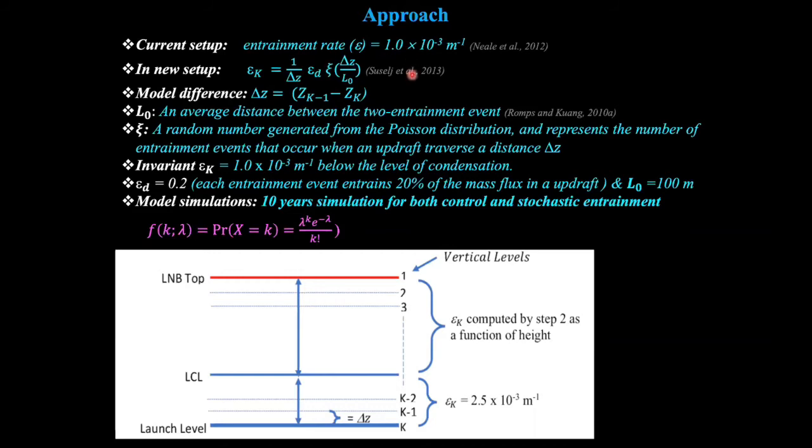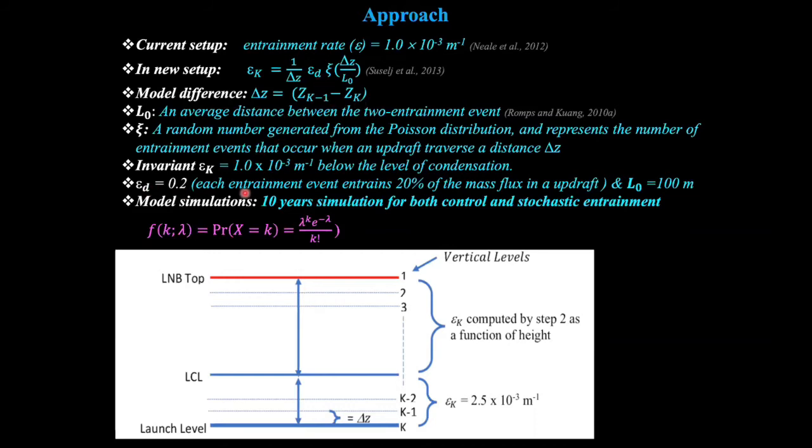So what we did in the model is, there were a few things done by some other researchers elsewhere in different contexts. So there is this entrainment, and we wanted to have a stochastic mixing. So this epsilon d, and then this is a Poisson distribution, and then it's multiplied by this. So this is basically the model difference, the difference between the two heights where the parcel goes. Epsilon d is 0.2.